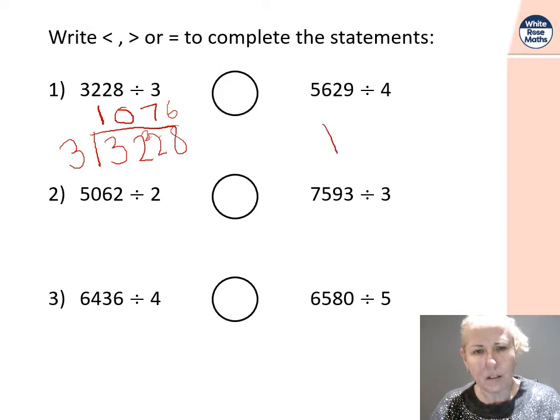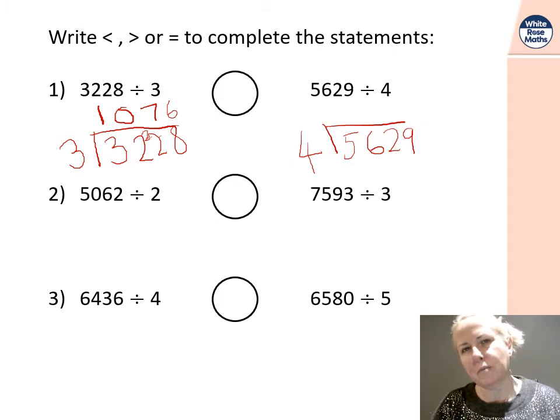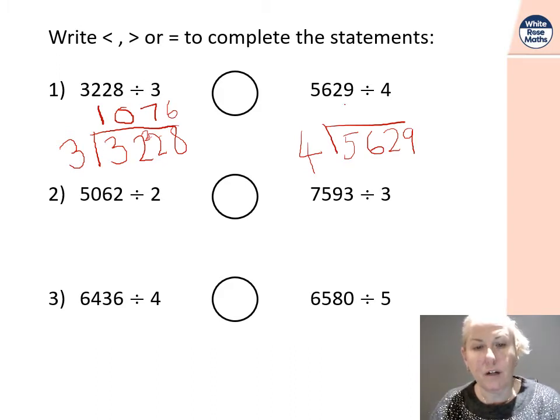Now let's have a look at this side. We have got 5,629. I'm dividing that number by 4. Can you already have a little rough estimate what you think? If you think one's going to be greater than the other, what do you think? Have a little think. So, how many groups of 4 can I make from 5? I can make 1. I'm going to carry 1.